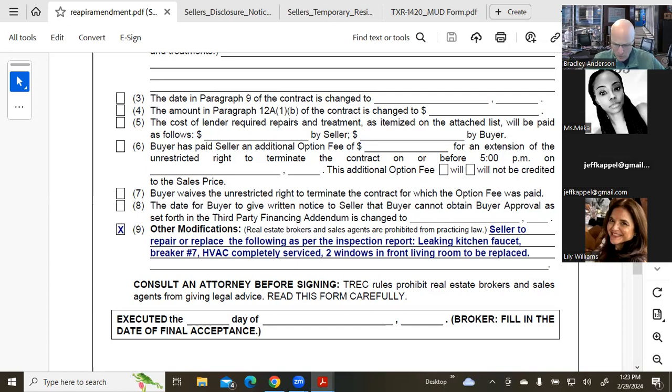Let's see. I want to make sure. Okay. No, I wanted to raise one more point. I'll cover that in the seller's disclosure. I just have my little notes here. All right. So any questions on the repair amendment or just the amendment in general?